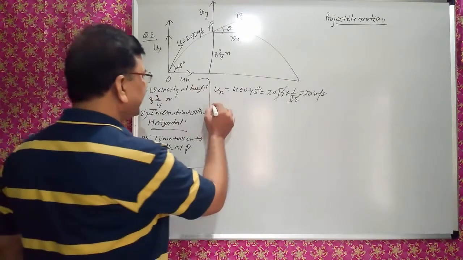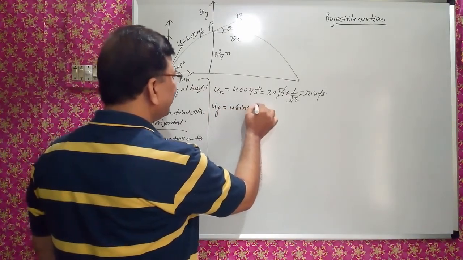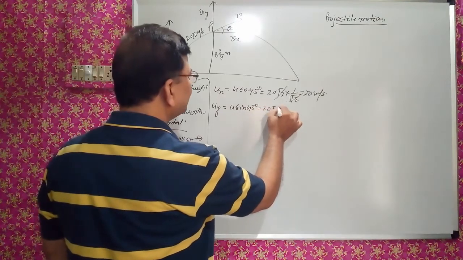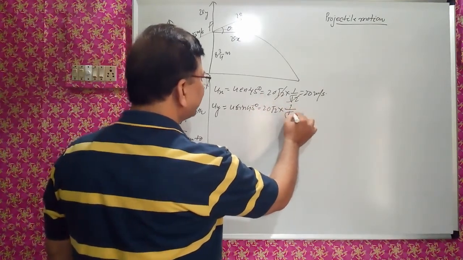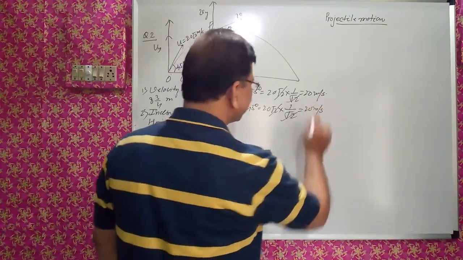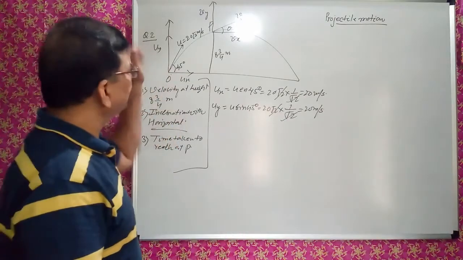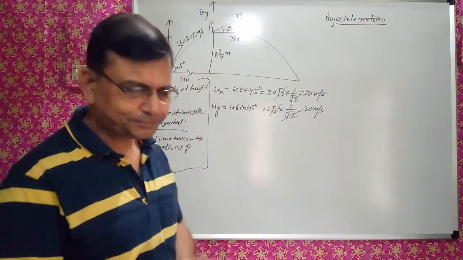Similarly, Uy we will take. Uy is U sine 45 degree, that is 20 under root 2 into sine 45, 1 by under root 2. This will go. This is also 20 meters per second. The initial velocity, since it is 45 degrees, it is quite clear that in both the directions, velocity will be same.